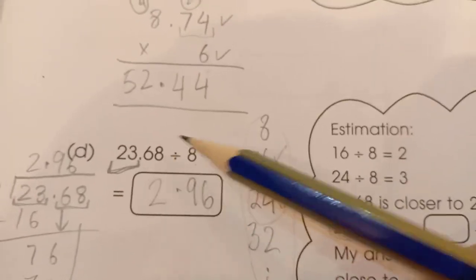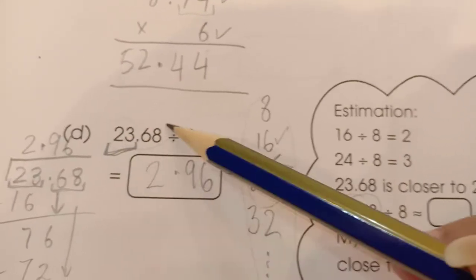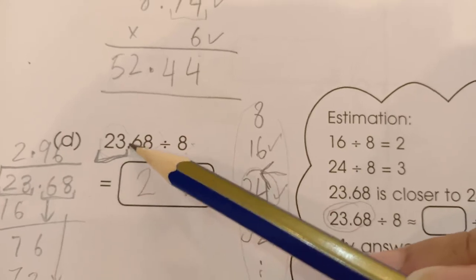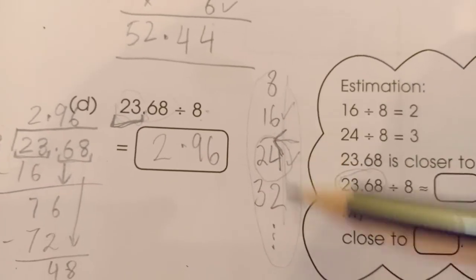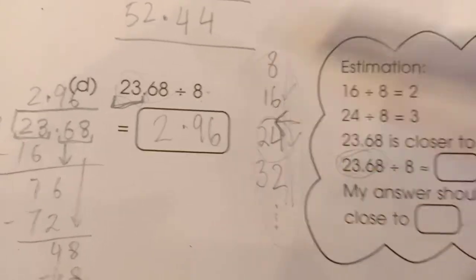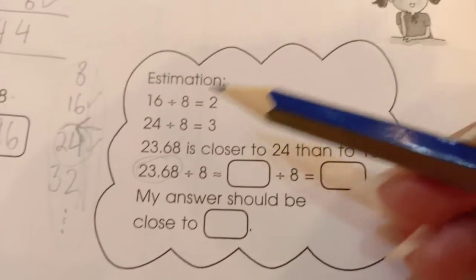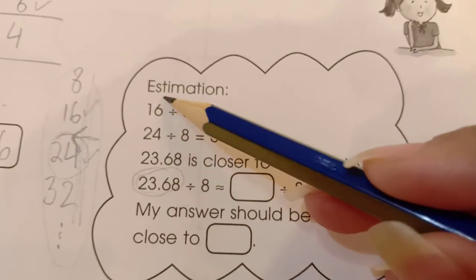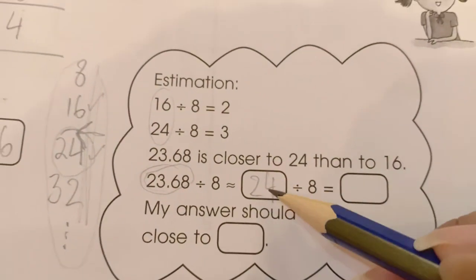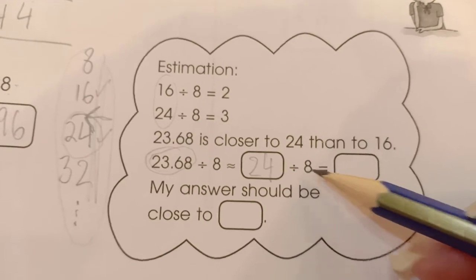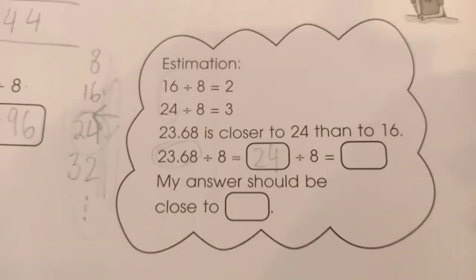So this was the divisor and this is the dividend. We will see where the whole number part of the dividend comes in the list of multiples of the divisor. Between 16 and 24, we have chosen 24 and we have divided it by 8. The answer is 3.